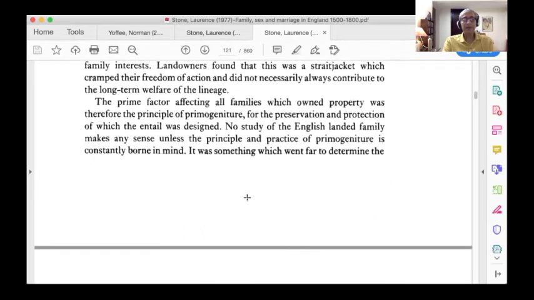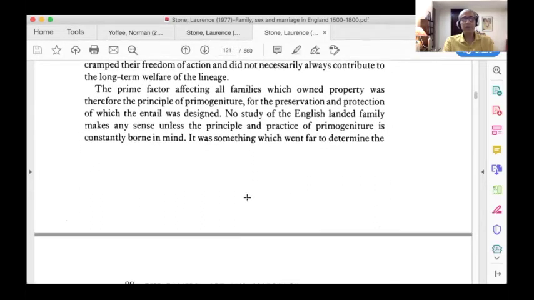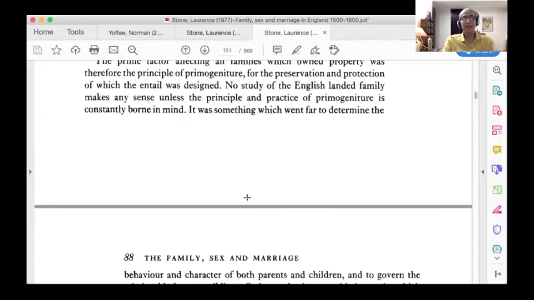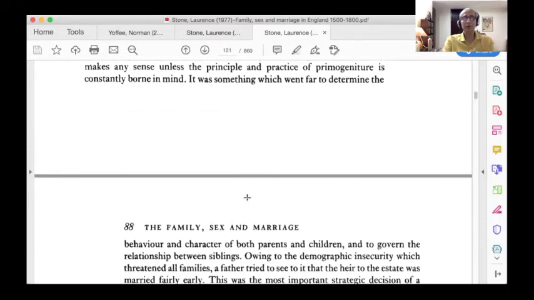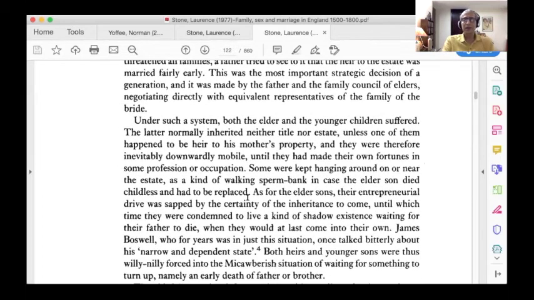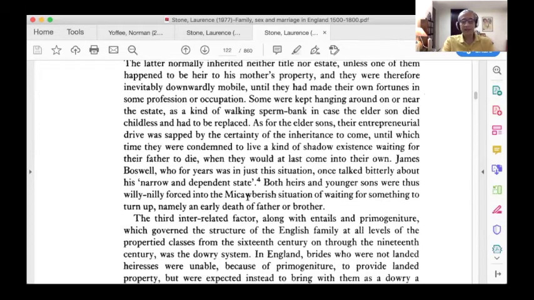So the prime factor affecting all families which own property was therefore the principle of primogeniture, for the preservation and protection of which the entail was designed. No study of the English landed family makes any sense unless the principle and practice of primogeniture is constantly borne in mind. So he goes on to describe all the ways in which younger and elder children oriented themselves around each other, etc., right?